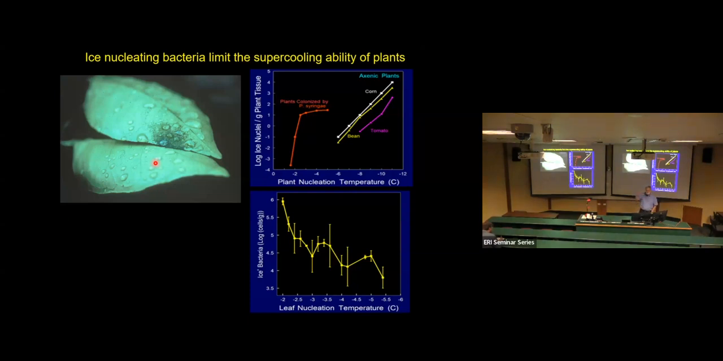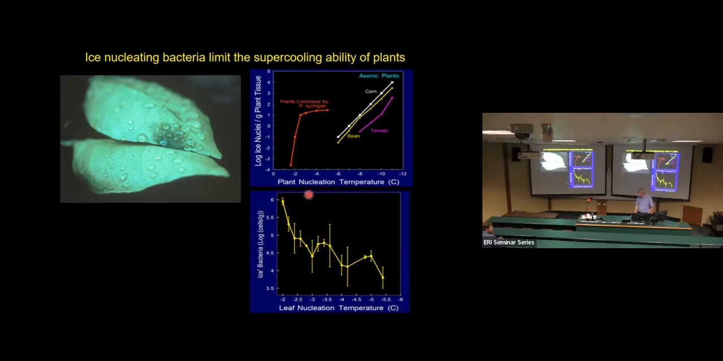So much of my work has been driven by an understanding of the microbial ecology of plants, specifically related to ice-nucleating bacteria, to avoid or to enhance the supercooling ability of plants. In this case, you see that plants that were grown in a sterile condition, corn and beans and so on, without the bacteria present, can easily supercool to around -6 degrees. Ice nucleation is very, very unlikely at temperatures above that in the absence of these bacteria. And in fact, the freezing temperature of the plant is driven by the populations of these bacteria.